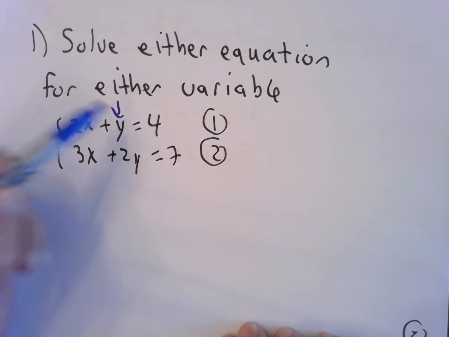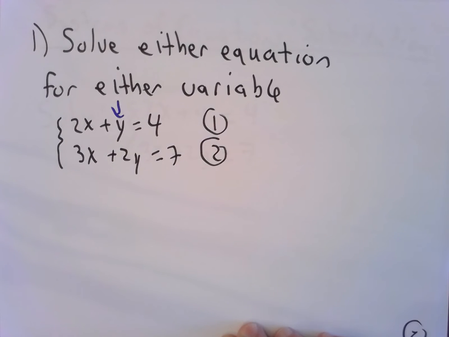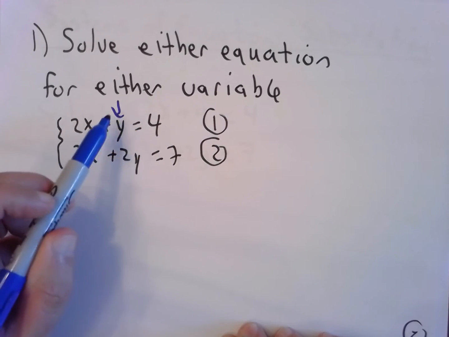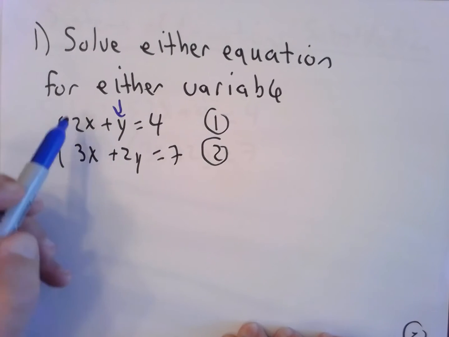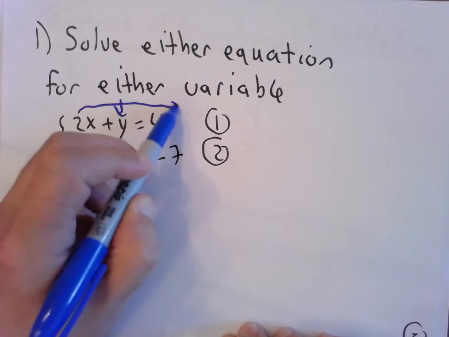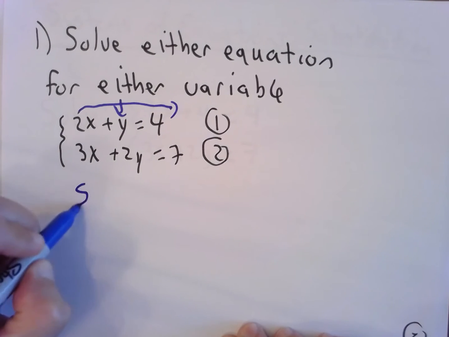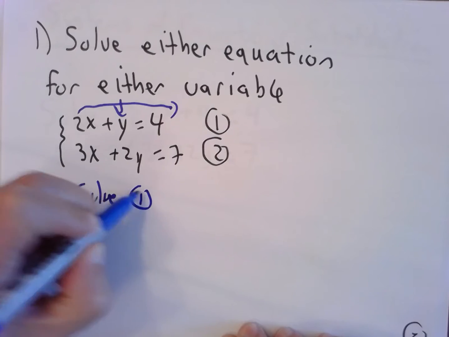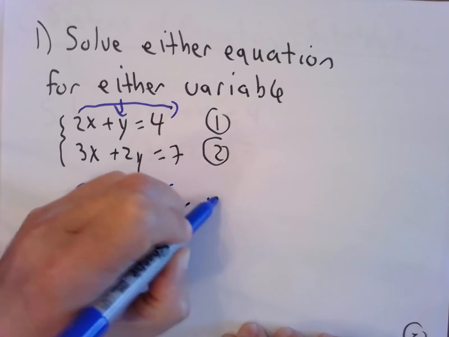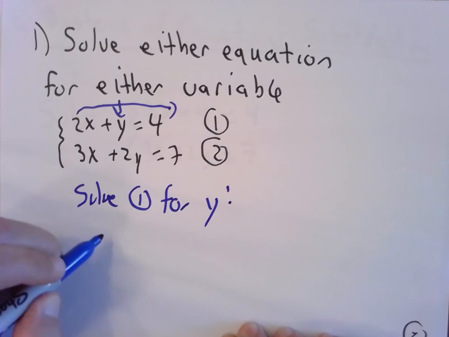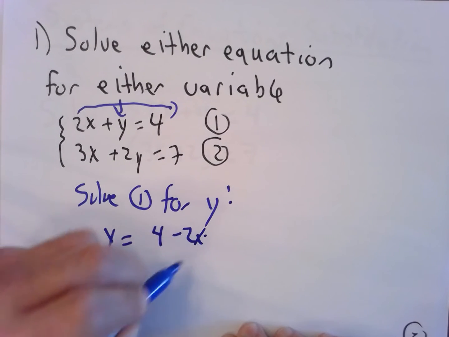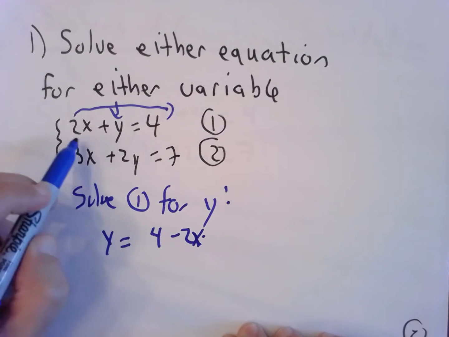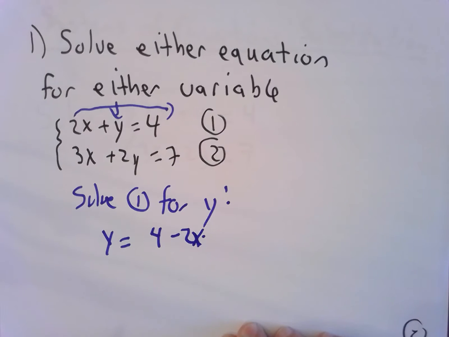I'm going to, looks the easiest, solve equation number 1 for y. Now, I don't mean solve and get a number. I mean get y here by itself. Make this 2x disappear. So that's just moving the 2x to the other side. So I will solve equation 1 for y and get y equals 4 minus 2x. Just move the 2x to the other side.